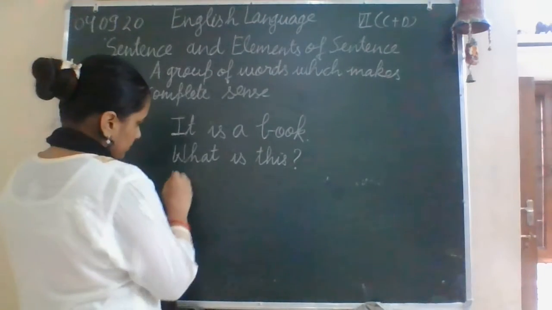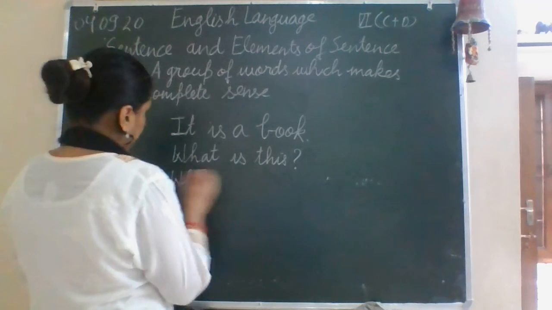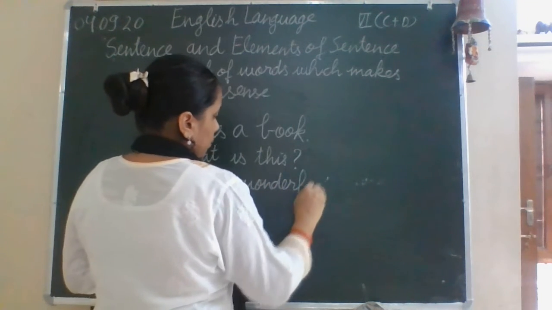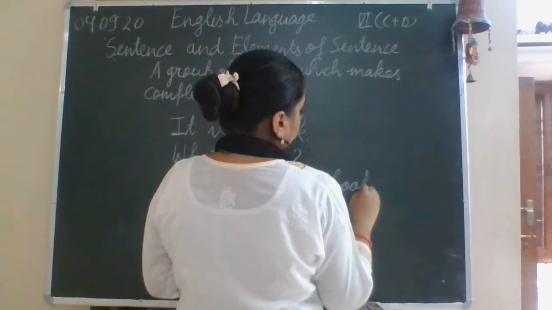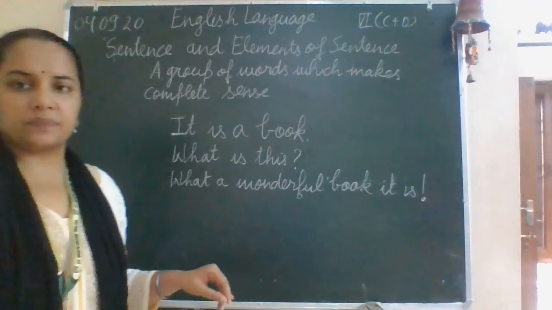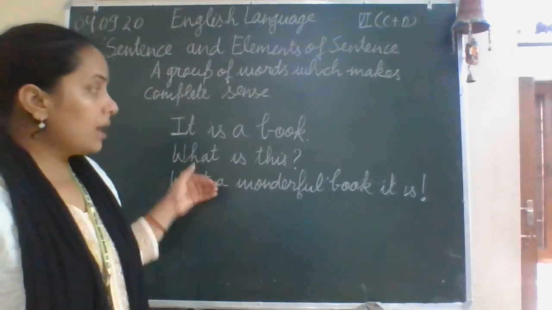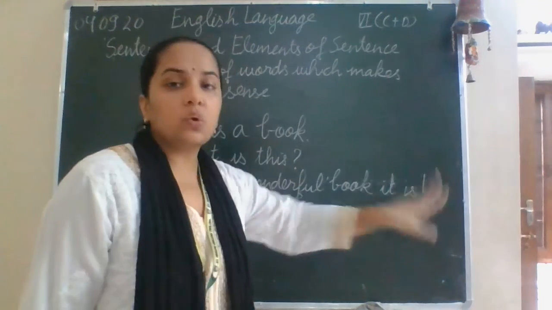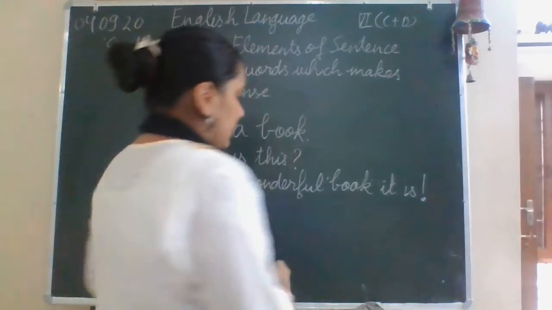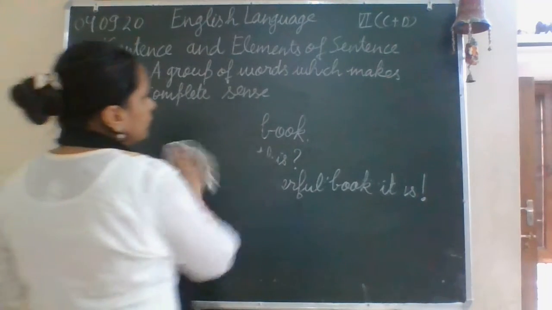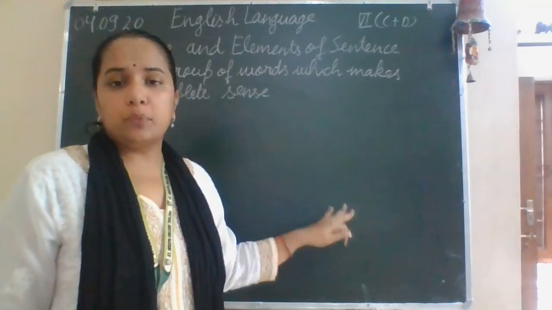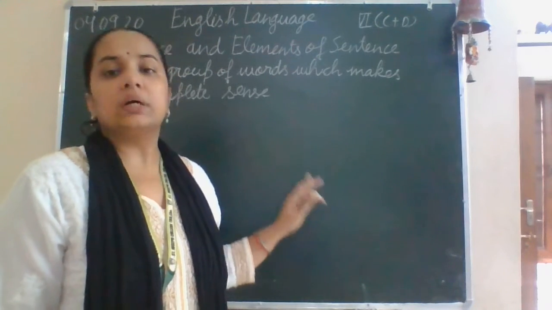Now, what a wonderful book it is. And we put the exclamation mark. So this will be the exclamation. Now, on the basis of these signs or symbols, we determine the type of sentence. So, here we are going to study the four types of sentences on the basis of these marks which are put at the end of a particular sentence.